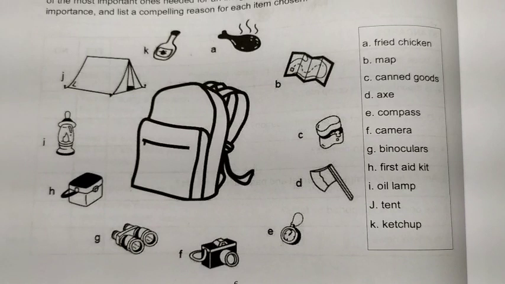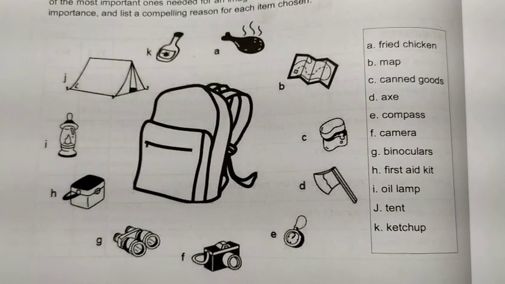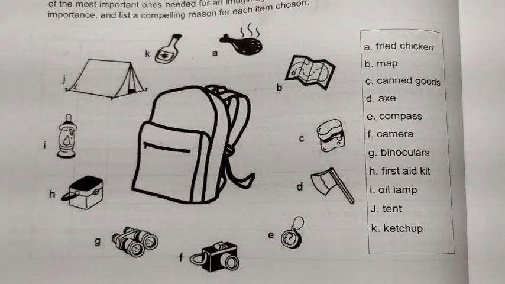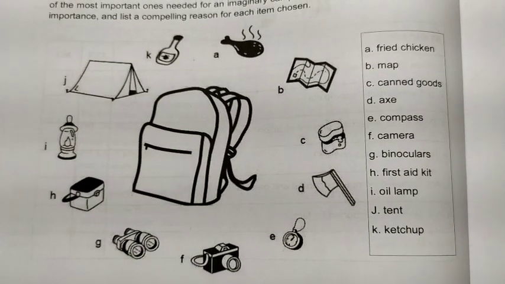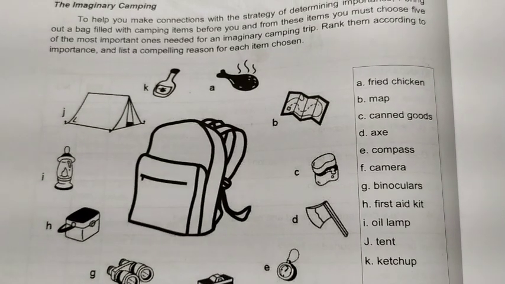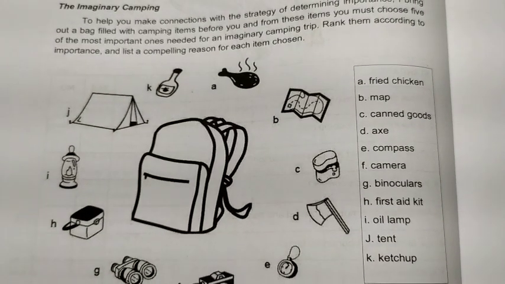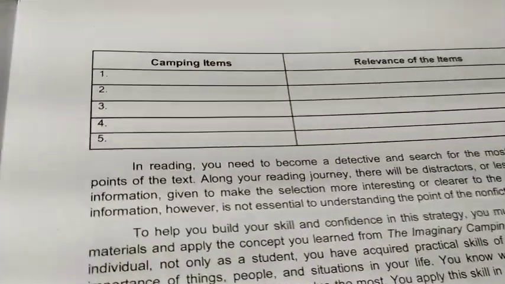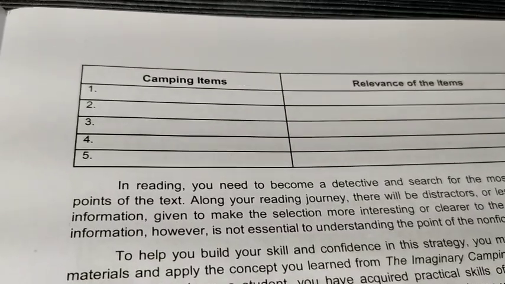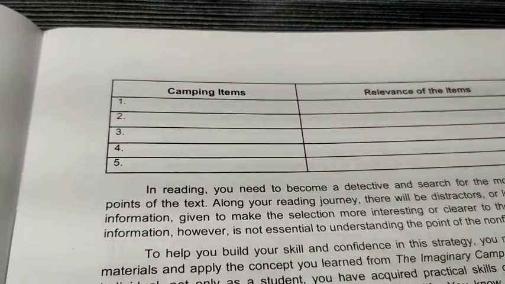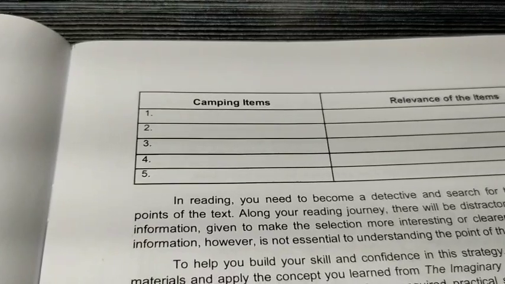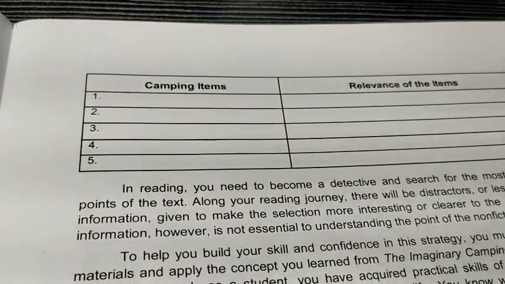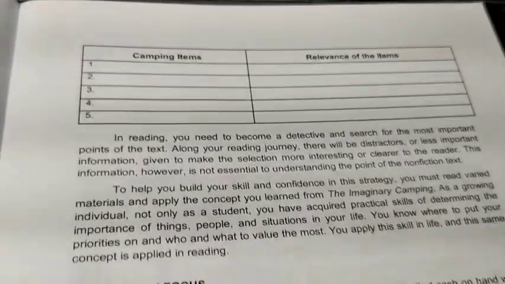Meaning of compelling, meaning why do you choose tent instead of this? Why do you choose camera instead of chicken? Like that. So you will have the most important to least important. Then your reason. Then we have 5. For example, you chose lamp, tent, lunchbox, telescope, then camera, then the relevance of the item. Why did you choose that in favor of those remaining?